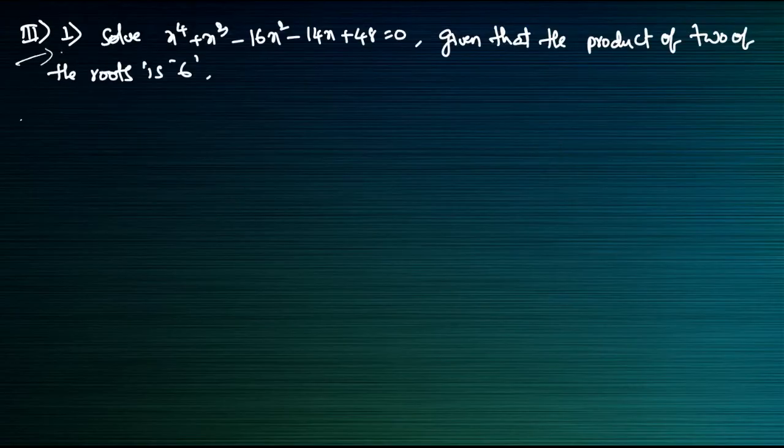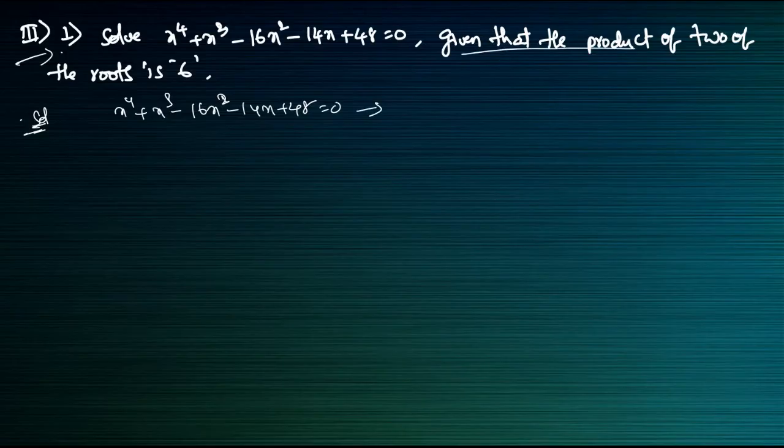Now, third section, first question: solve x to the power of 4 plus x cube minus 16x square minus 14x plus 48 is equal to 0. He is saying that the product of two of the roots is 6. So how many roots will come? Alpha, beta, gamma, delta: four roots, because it is a fourth-degree equation.